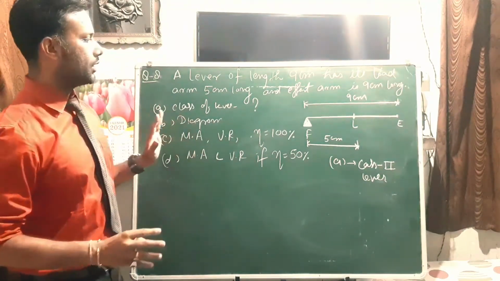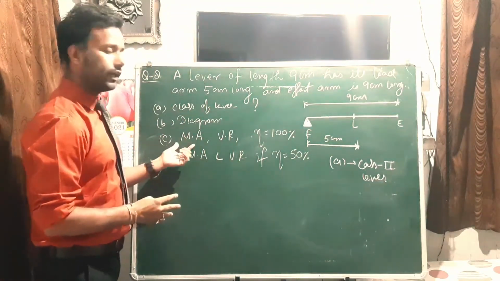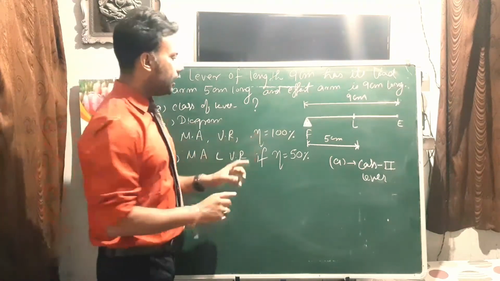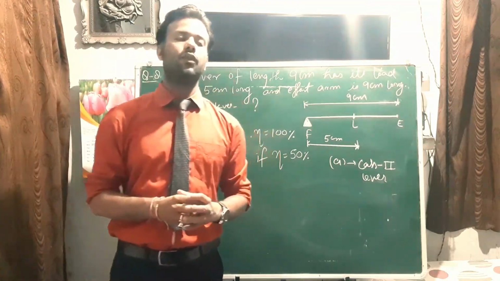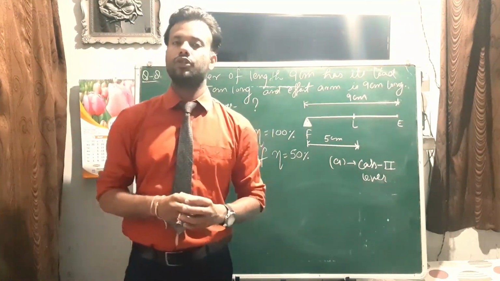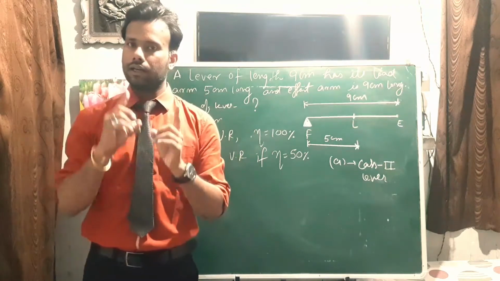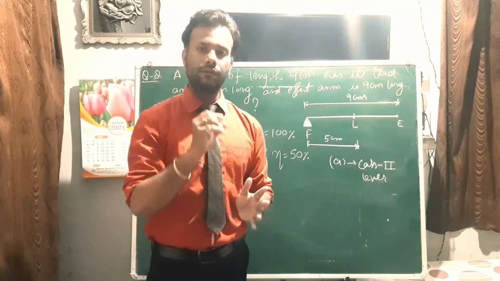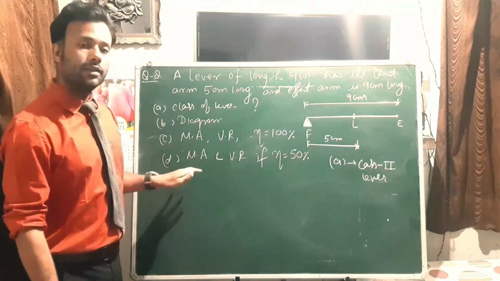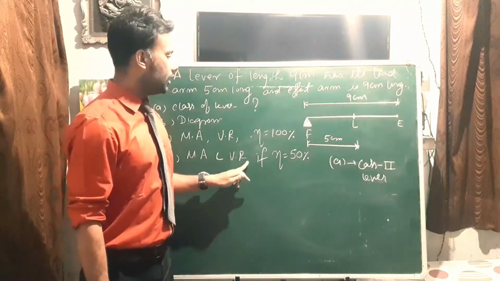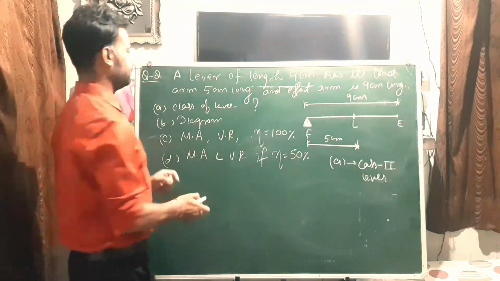Second, the diagram. You can see that we have already made the diagram here. And third, we have to calculate the mechanical advantage and velocity ratio if the efficiency is 100%. So previously you know the relation between the mechanical advantage, the velocity ratio and the efficiency. Obviously, to solve this part, you must know that relation. So let's solve this part. And the last part, the D part, we have to calculate the mechanical advantage and the velocity ratio if the efficiency is 50%. So let's first solve part C.